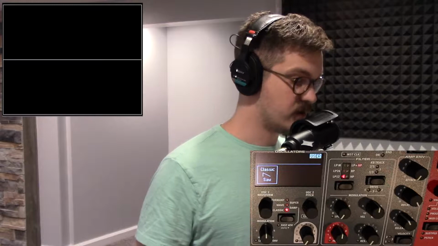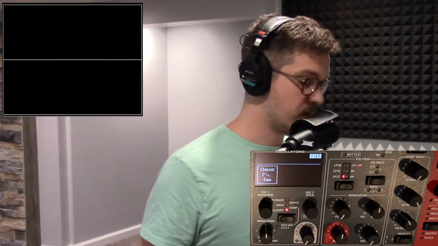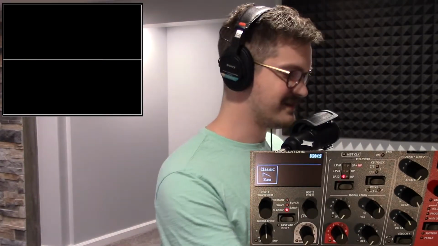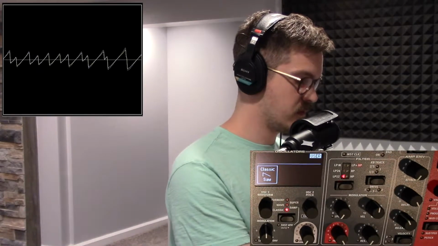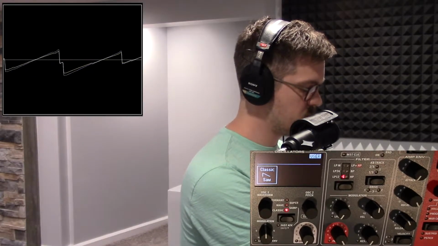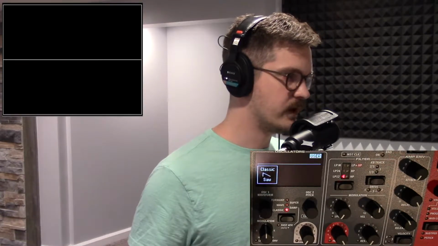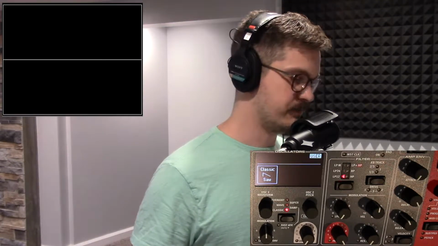Next, a saw. A saw is a very distinct sound. Again, look at the oscilloscope. This is nuts. That's crazy to me. So cool. The saw is a great sound. I don't know. It's real fun.